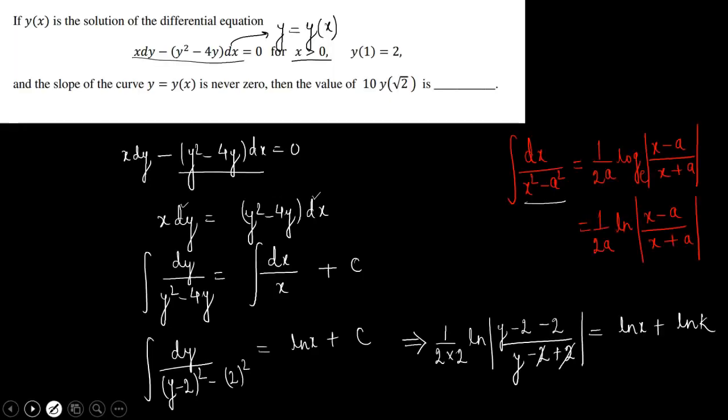Now 1 by 4 ln of (y minus 4) upon y is equal to ln kx. By the log property, we can multiply these two arguments of log.